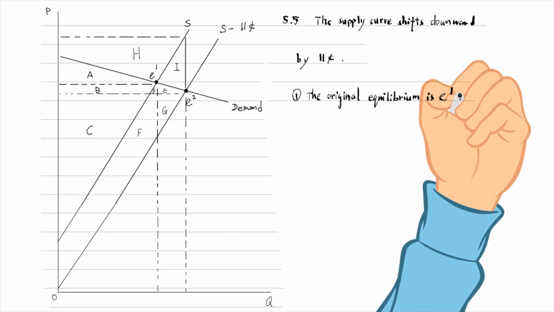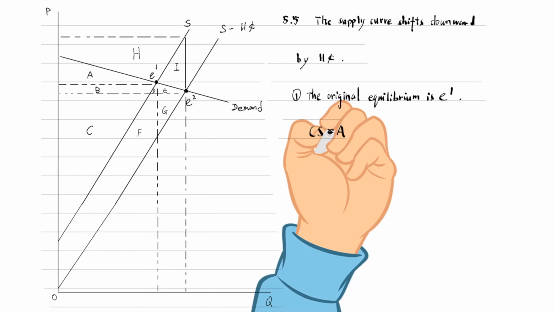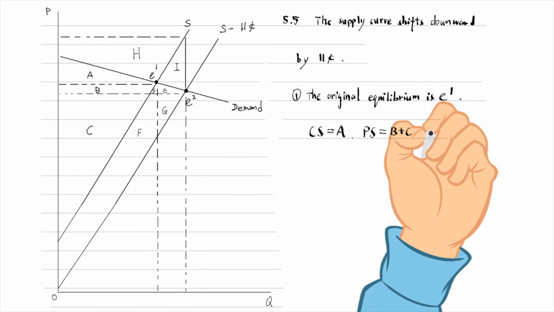In the first step, we find the original equilibrium. The intersection between the demand curve and the original supply curve determines the market equilibrium of E1. The consumer surplus is the area above the price line and below the demand curve up to the equilibrium quantity. It is the area of A. The producer surplus is the area above the supply curve and below the price line up to the equilibrium quantity. It is the area of B plus C.